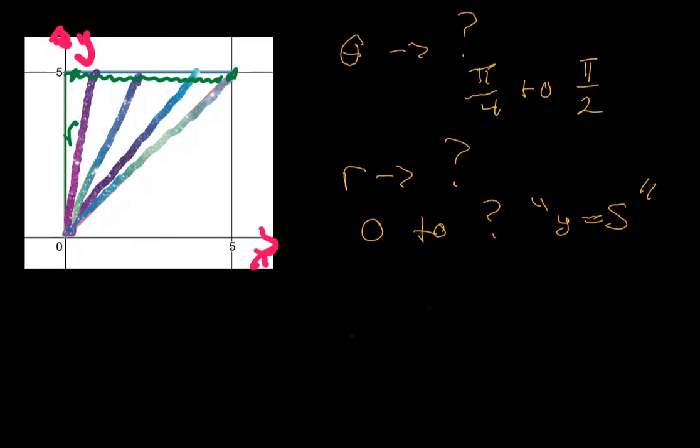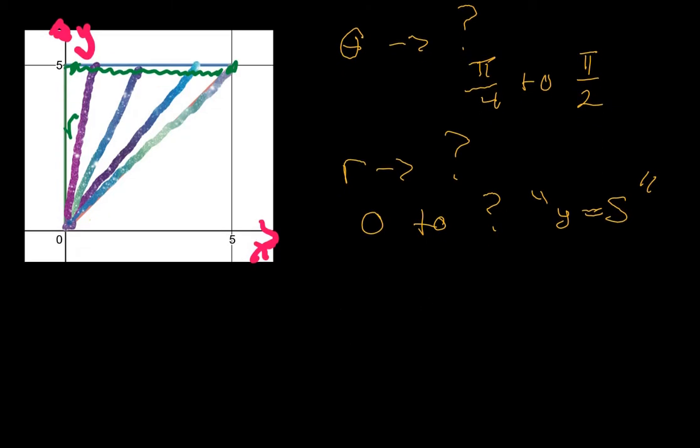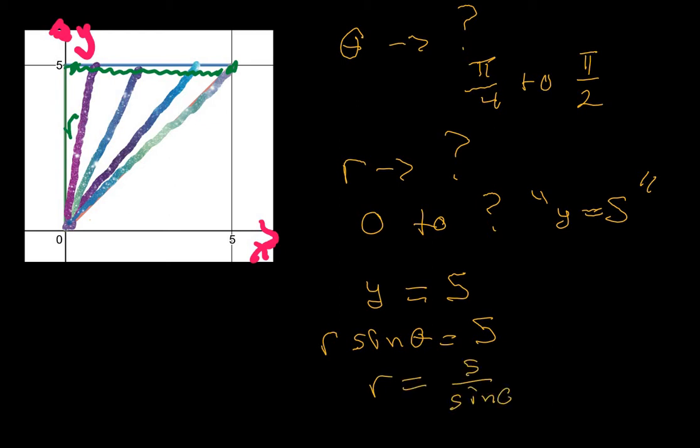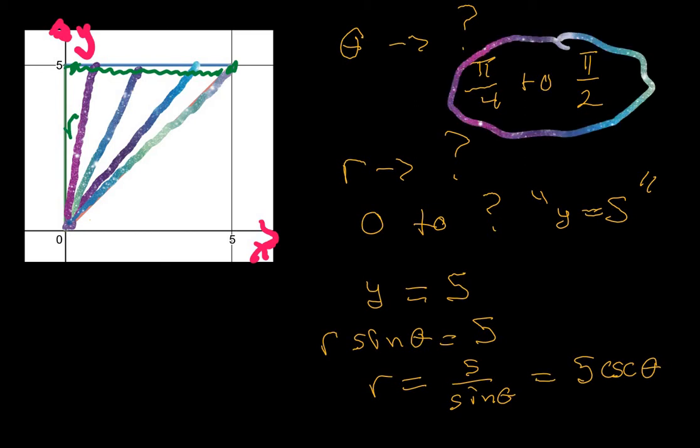So recall how we converted rectangular to polar equations. y equals 5 is equivalent to stating that r sine theta is equal to 5. If we solve for r, r equals 5 over sine theta, which is the same as 5 multiplied by cosecant theta. This becomes our upper r boundary. So we have theta going from pi over 4 to pi over 2, and r going from 0 to 5 cosecant theta. We're now ready to go to our double integral and write this as a double integral.